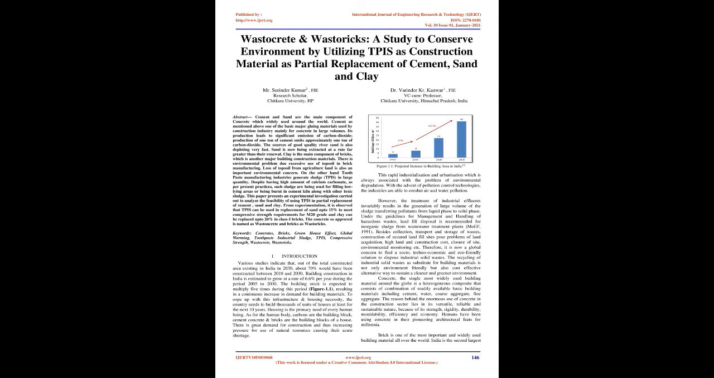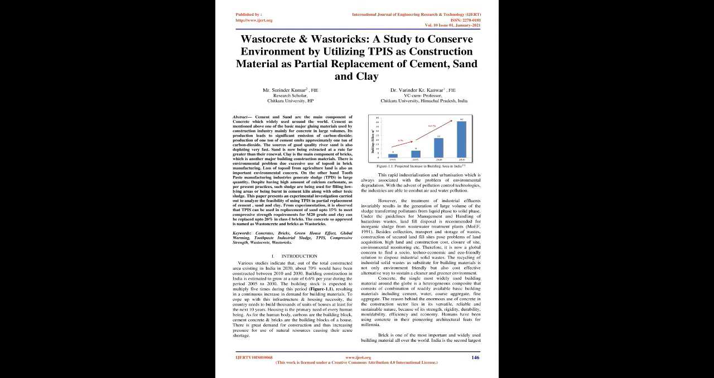On the other hand, toothpaste manufacturing industries generate sludge, TPIS, in large quantity. Despite having a high amount of calcium carbonate, as per present practices, such sludge is being used for filling low-lying areas or being burnt in cement kilns along with other toxic sludge.